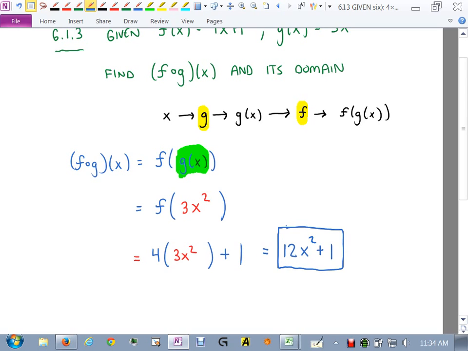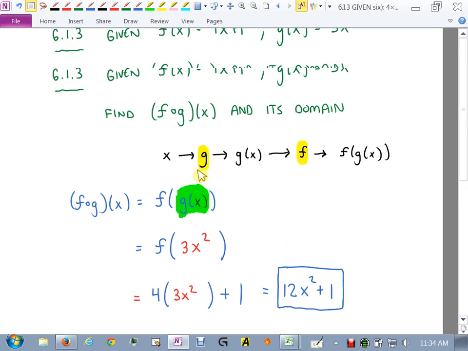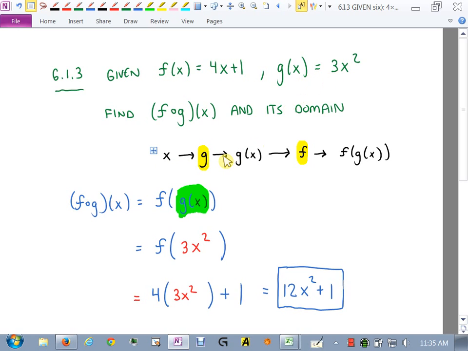Let's talk about domain. All right. So going to this picture, let's first look at G, because G was the first one to work on this thing, right? G is the first one that got the X. Is there anything that you cannot plug into G? Does G have any domain restrictions? No. So would you agree right here, negative infinity, do y'all see me squeezing this in here? I can plug anything I want in for X here. It's going to spit out something over here.